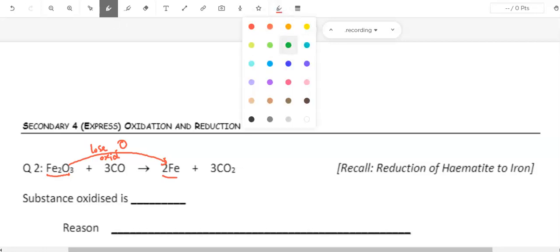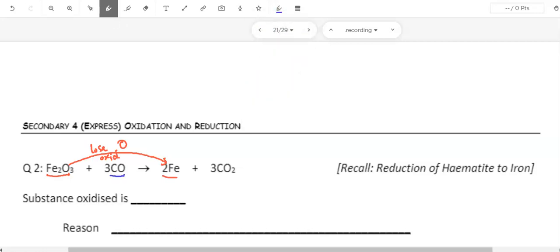Let me use a different color now for the other one. So CO, lose O, lose O, this is actually reduction. Okay, my bad. Let me change the color. Oh no, sorry about this. Lose O is reduction. Okay, then the second one that we have over here, CO to CO2. This one over here is actually gain O. So this is an oxidation.